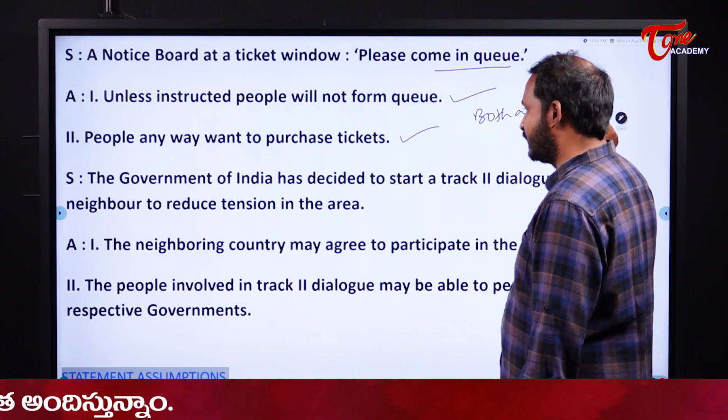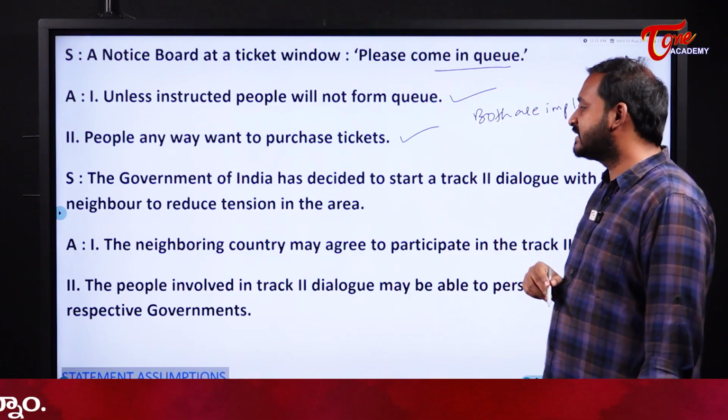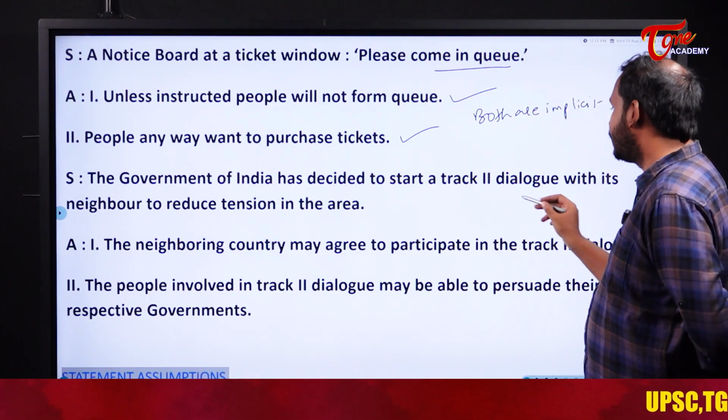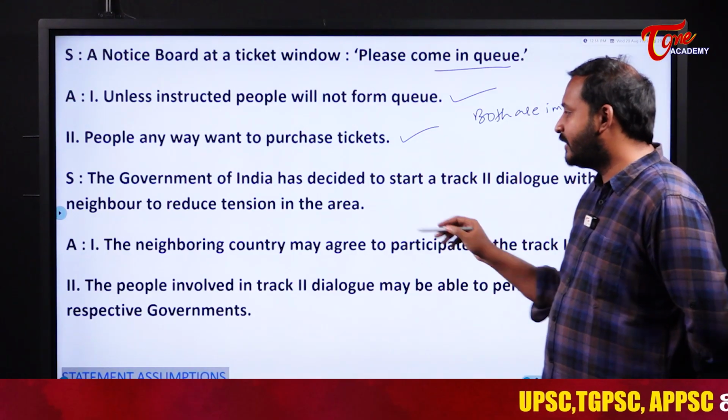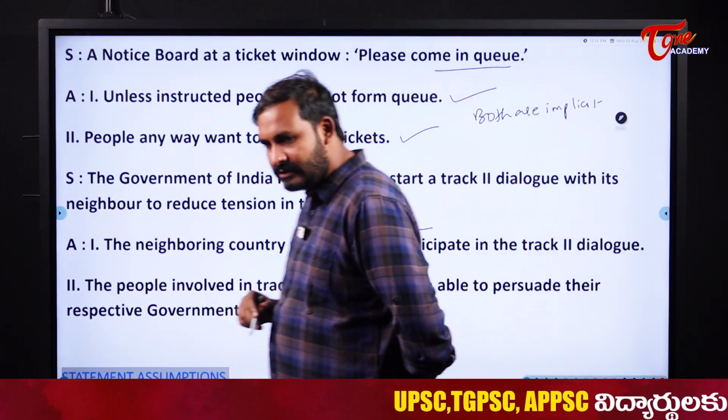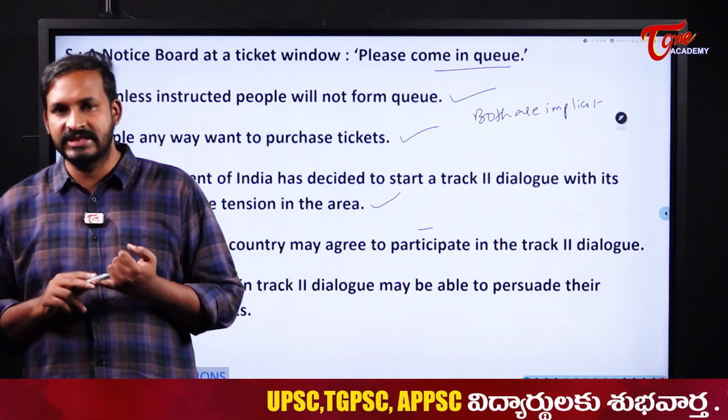Both are implicit for us. Next, the government of India has decided to start a track 2 dialogue with the neighbor to reduce tension in the area. That means what we can understand, students, two things are happening.